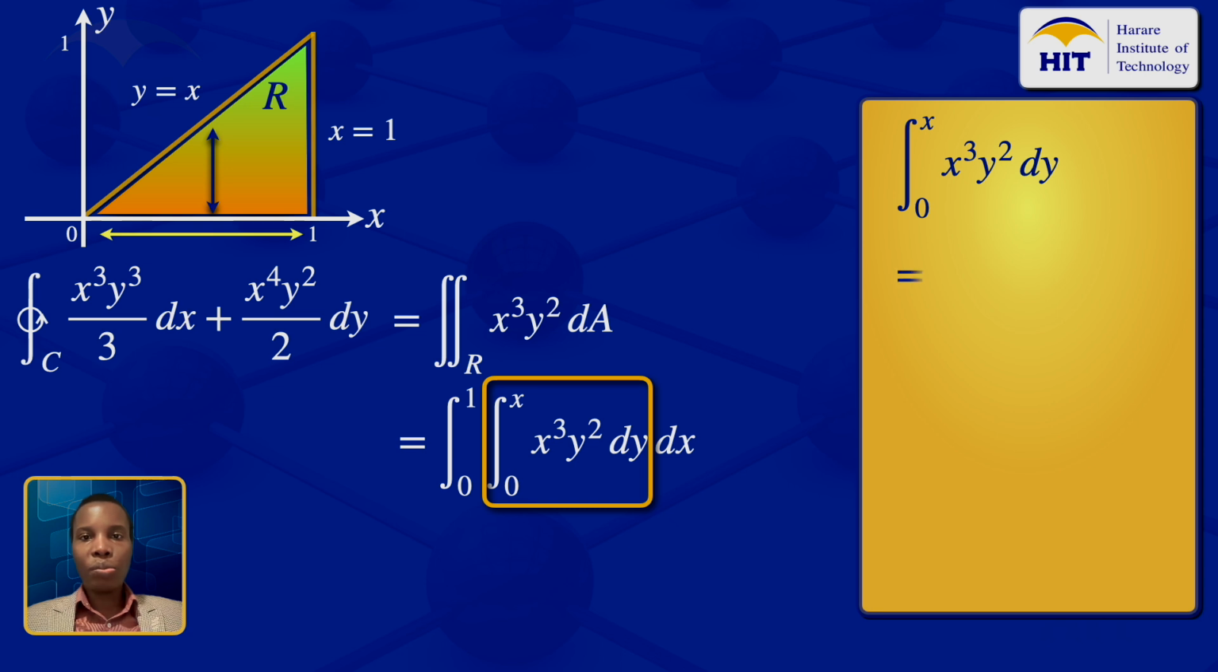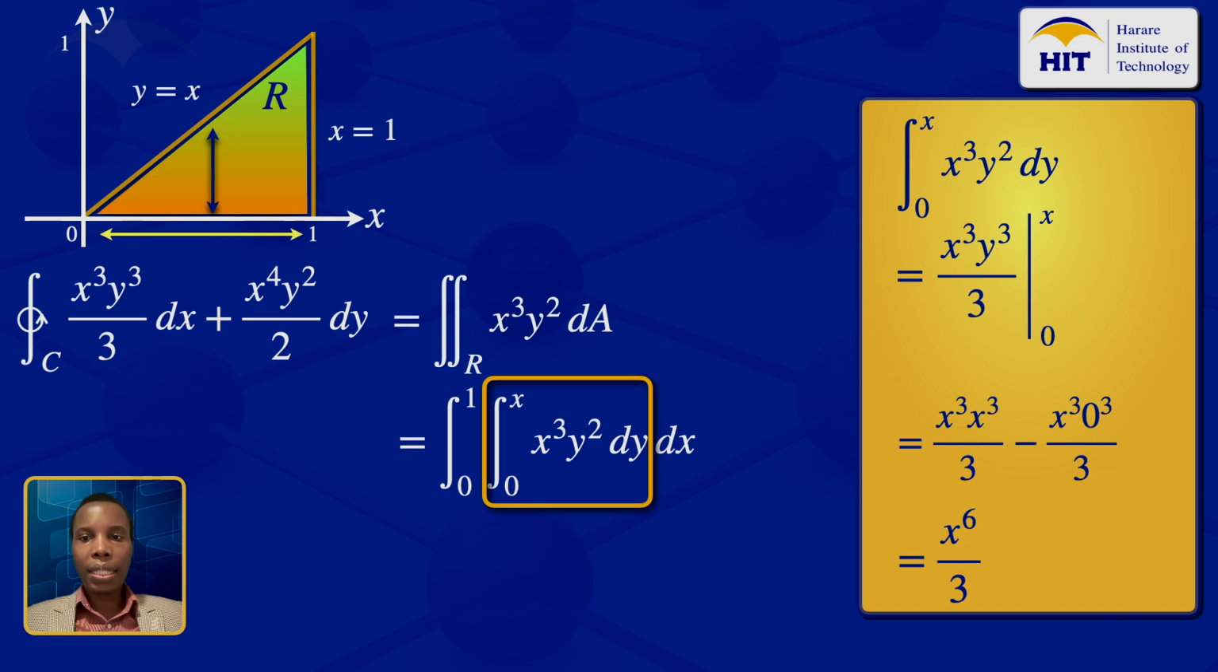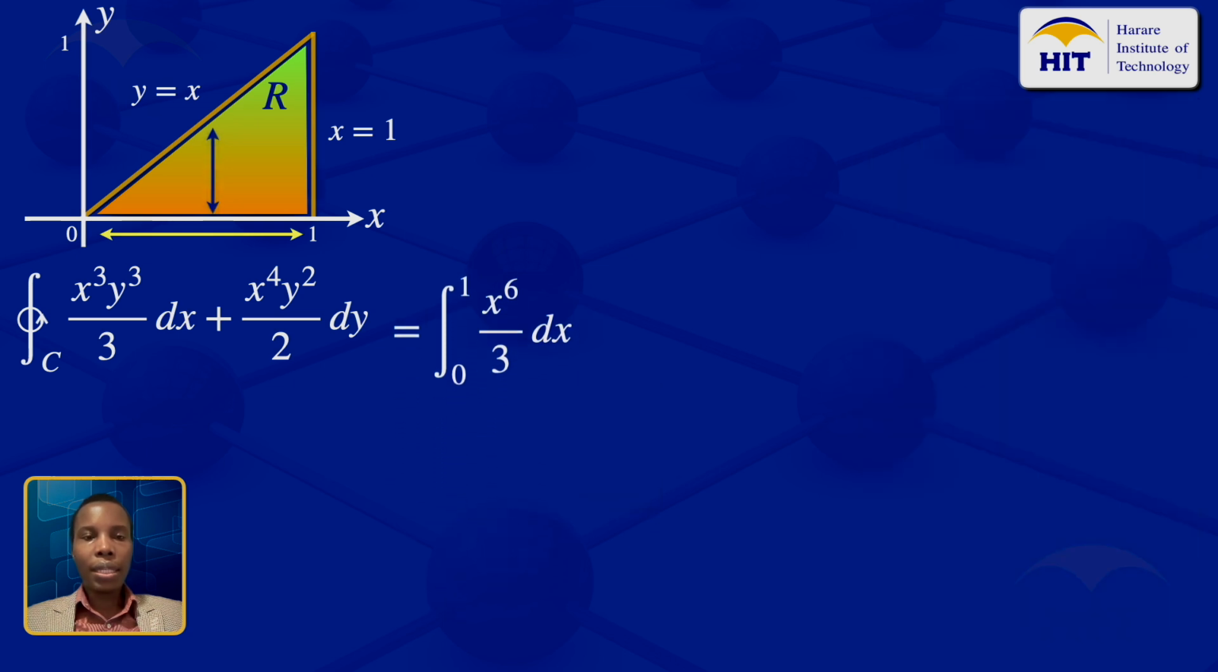So our result will be x cubed y cubed over 3, with the limits 0 to x. When we put the limits in, we get x cubed times x cubed divided by 3 minus x cubed times 0 cubed divided by 3, which simplifies to x to the power 6 over 3. This result is what we substitute into the highlighted part here. So our integral becomes the integral from 0 to 1 of x to the power 6 over 3 with respect to x. Then we go on and evaluate that integral.